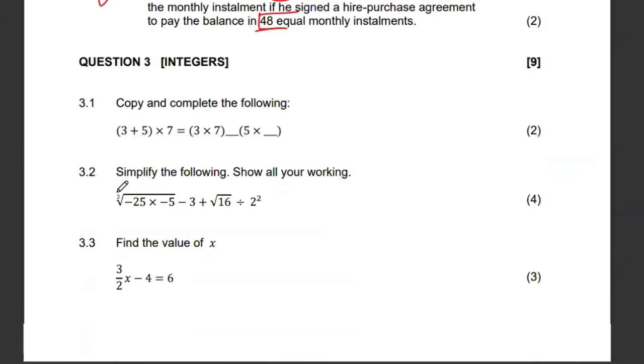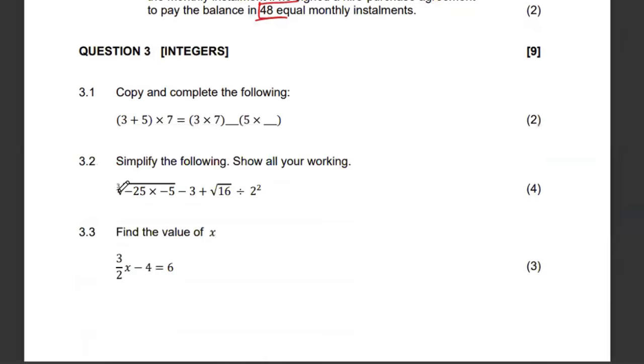Question number 3, copy and complete. So we have 3 times 7 plus 5 times 7. So this is the distributive property. Okay, someone will say, but now why are you putting the 7 like that? There we go. Then simplify the following. We must show the calculations.